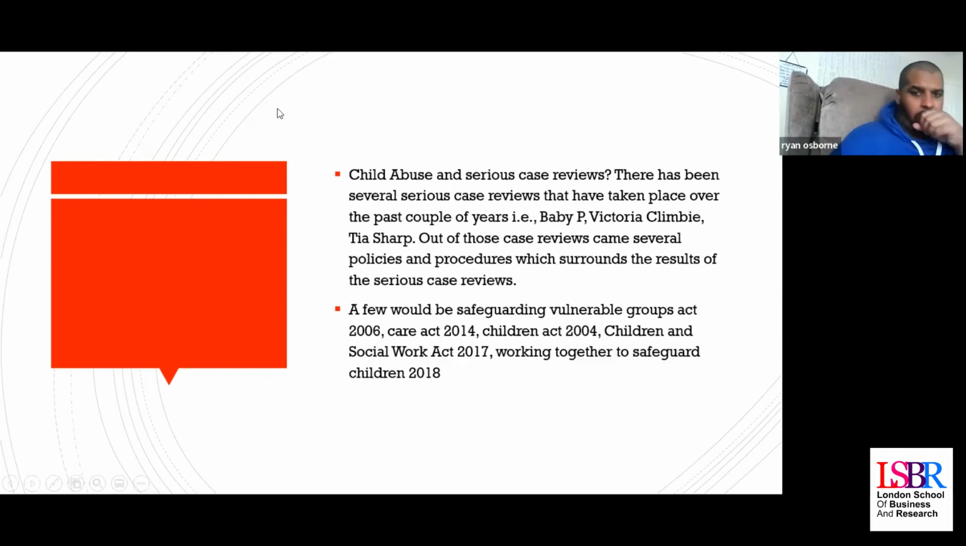So now, we're going to look at child abuse and serious case reviews. Now, people may say, what has that got to do with the recruitment and selection process? It's got a lot to do with it.